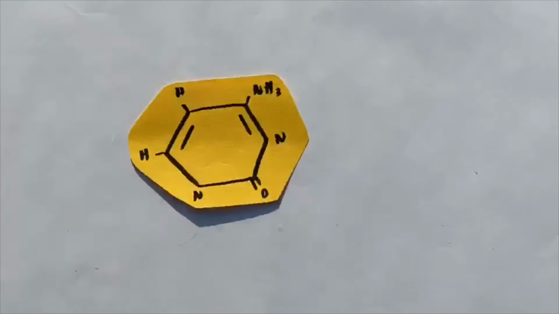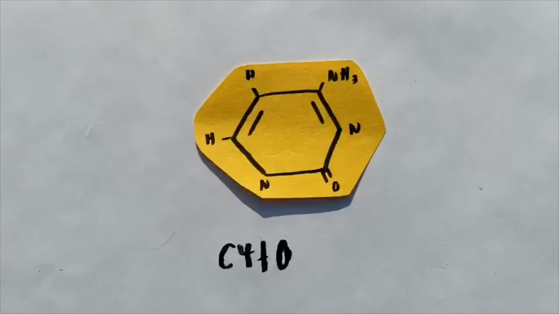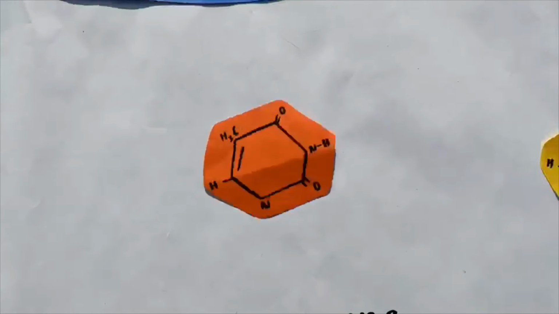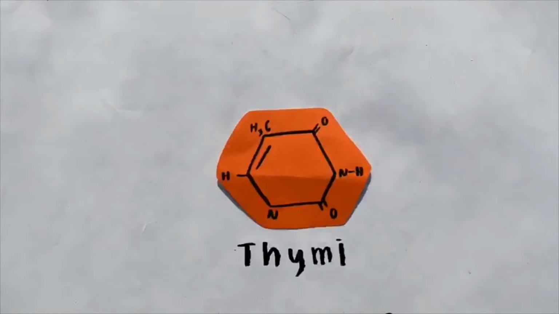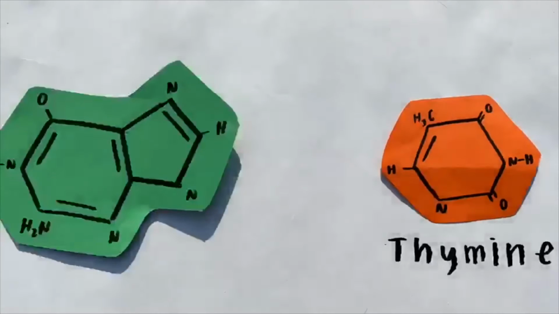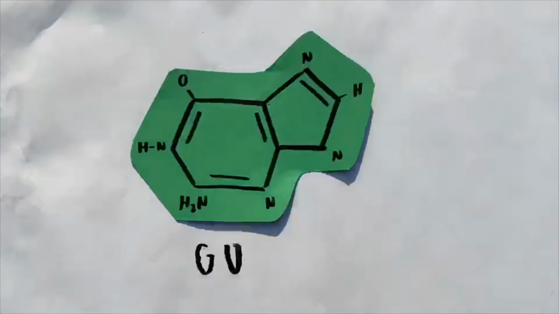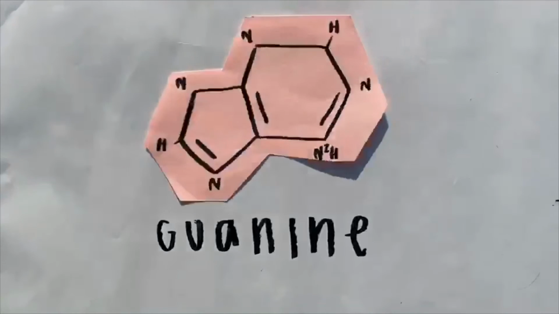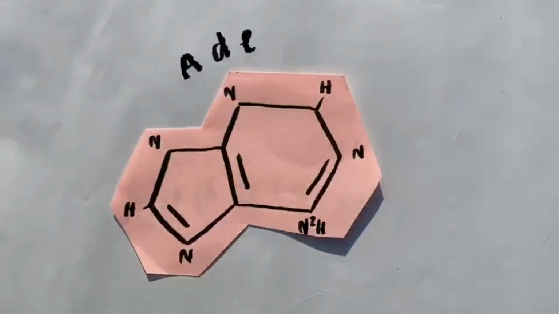DNA, or deoxyribonucleic acid, is composed of a deoxyribose molecule bound to a phosphate group and various nitrogenous bases: thymine, guanine, adenine, and cytosine. Adenine and guanine are purines, which are two ring structures, and thymine and cytosine are pyrimidines, which is one ring.